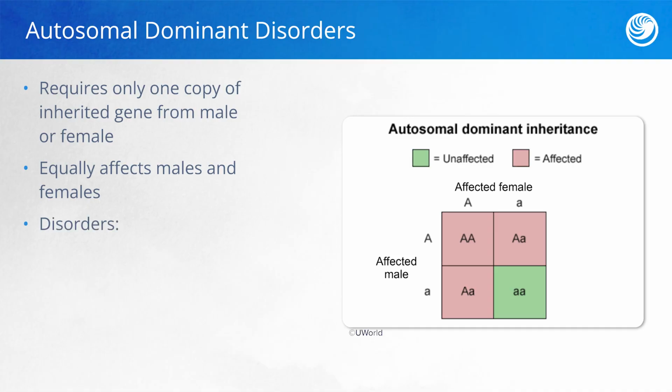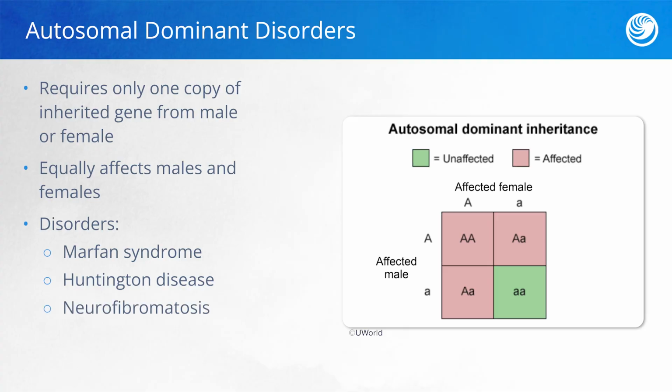Examples of autosomal dominant disorders include Marfan syndrome, Huntington's disease, neurofibromatosis, and hereditary breast or ovarian cancer syndrome.